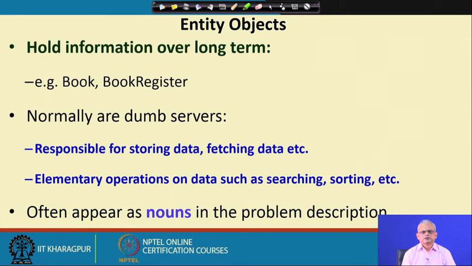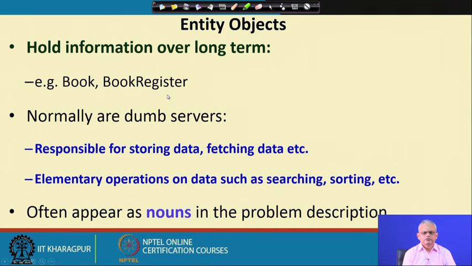It is not that each time the book is issued, etc., these are lost. Once the book is created, it remains until after several years something gets you to discard the book. So, the entity objects store data, just like we saw that the book stores some data like author name, book name, ISBN number, etc. Similarly, book register is also an entity object.